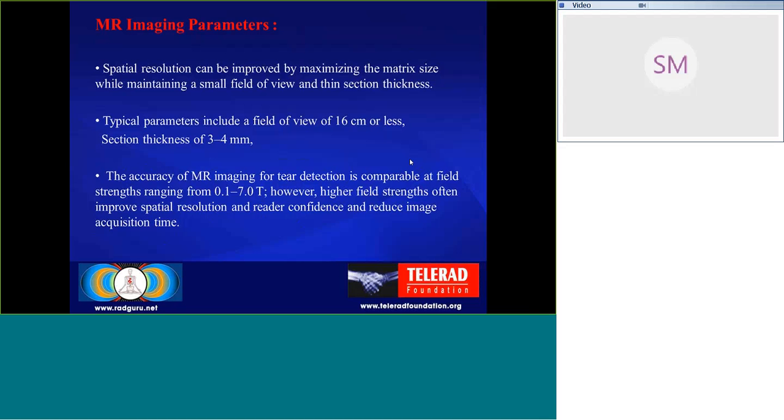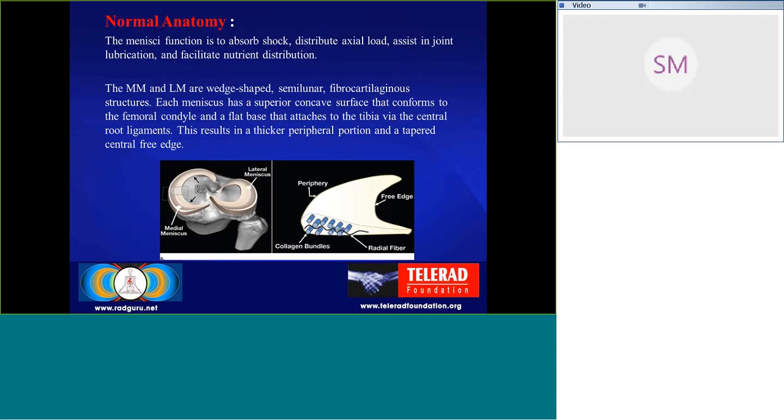The accuracy of the MR images for tear detection is comparable at field strengths ranging from 0.1 to 7 Tesla. However, the higher field strengths often improve the spatial resolution, give the reader good confidence, and also greatly reduce the image acquisition time. So let us go to normal anatomy.